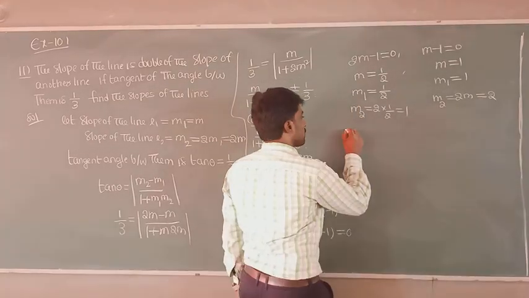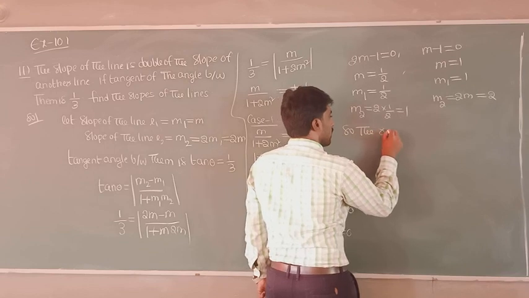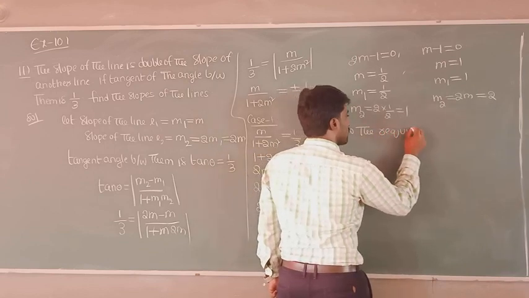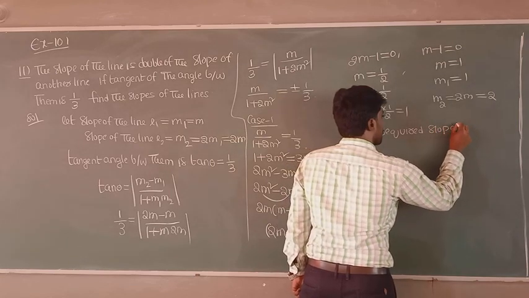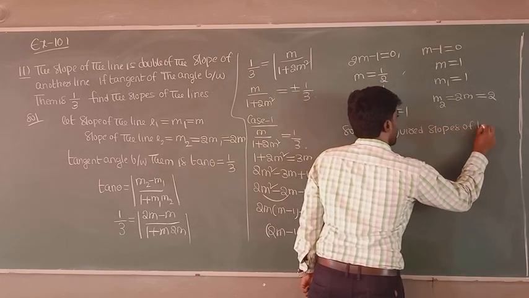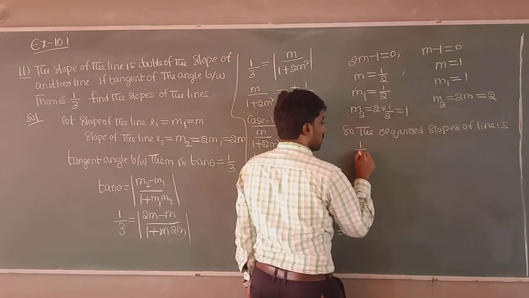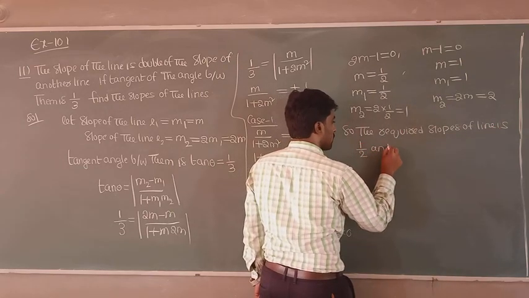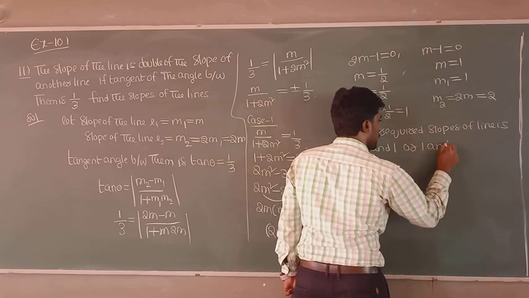So the required slopes of the lines are 1/2 and 1, or 1 and 2.